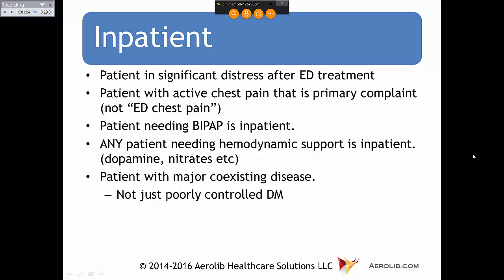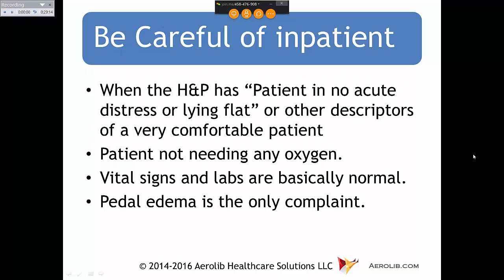And again, each of them is case by case basis. An A1C of 16 with blood sugars of 800 in DKA is completely different than someone who's hovering in the A1C range of 7 or 8 but just uncontrolled. So be careful of these inpatients.